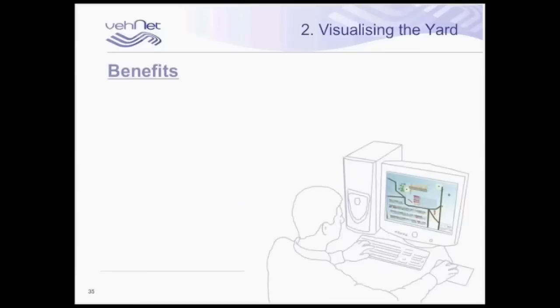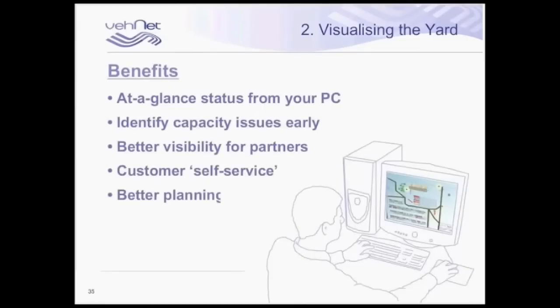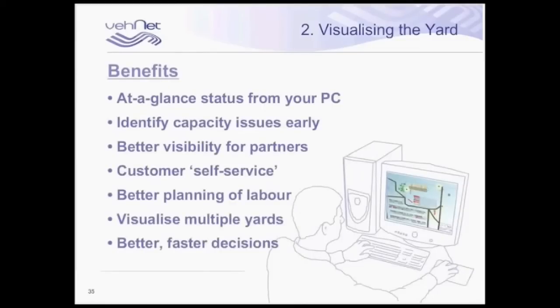Okay, so the benefits you can see are that we get at-a-glance status from a PC. We can identify issues early. Partners get better visibility. Customers can get self-service, and we find they like that. They appreciate that they can obtain information immediately, night or day, and in fact the yard will save money on service personnel by doing it. Jockeys work smarter, multiple yards give better business oversight, and better decisions will be made faster.